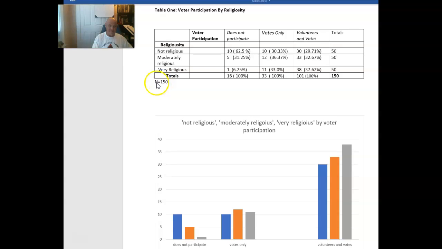Now the N, this N just means the number of units in the sample. In this case, hypothetical people who are religious or not and vote or not. That's how you read a table.